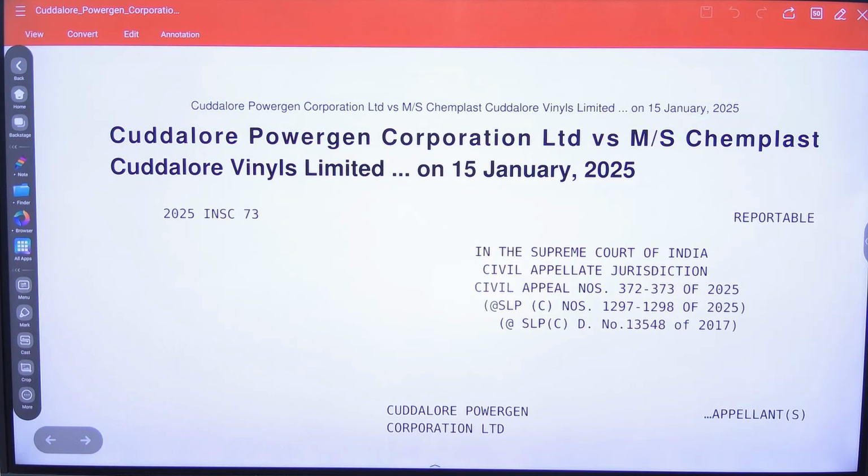Yeah, you write down the name. It is Cuddalore Powergen Corporation Limited versus Messrs Chemplast Cuddalore Vinyls Limited.